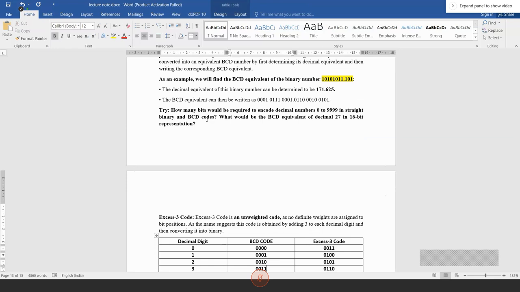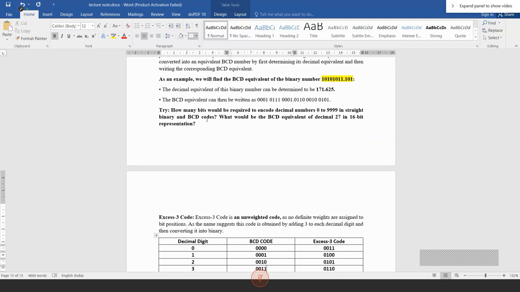The next question is: what would be the BCD equivalent of the decimal number 27 in 16-bit representation? If it is 16-bit representation and the number is a 2-digit decimal number, then you can add 0s at the left side. Basically 27 requires 8-bit BCD, but you need to represent it in 16 bits. So you need to add 0s at the side. Okay, so that's the problem.